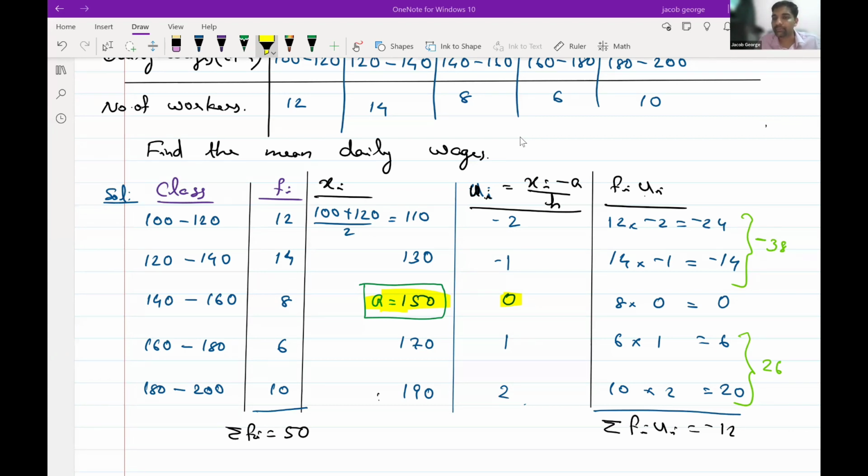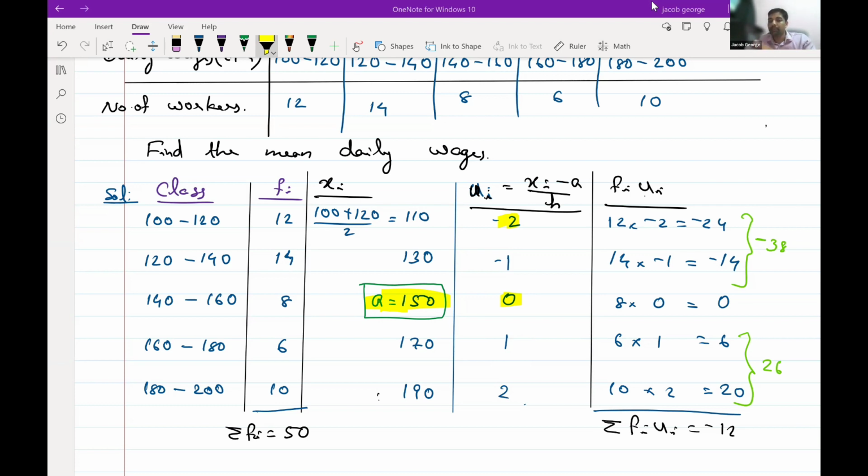Is it clear? Actually, the calculation is like this. For example, the first one: xi is 110, 110 minus 150 by 20. 110 minus 150 is minus 40. Minus 40 by 20, you will get minus 2. That is the actual calculation. But we can write faster by this pattern. Is that clear? That pattern you understood?